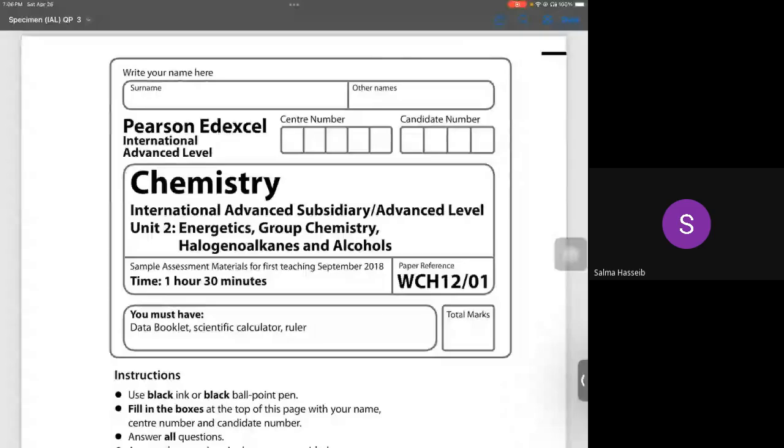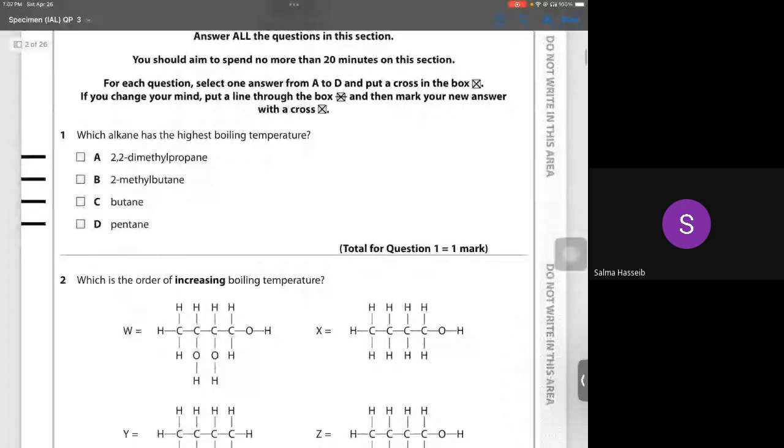Unit 2, specimen paper. Okay. Question number 1. Which alkane has the highest boiling temperature? So, boiling means it's going to depend on the intermolecular forces. Okay. So, if you can, it has propane. So, how many carbons?